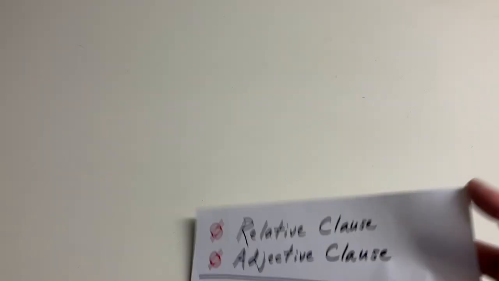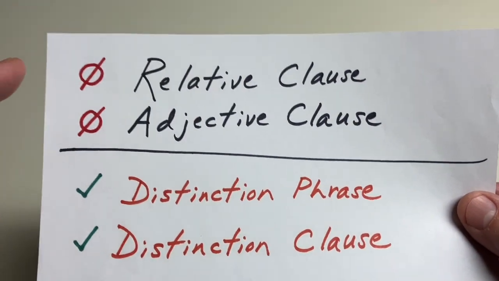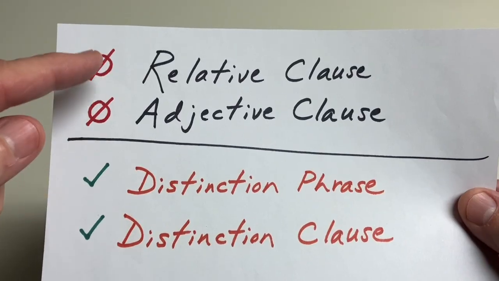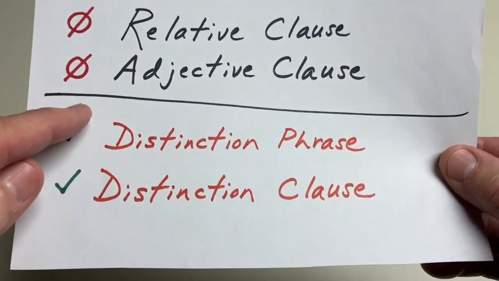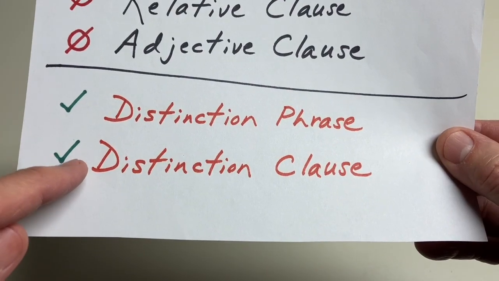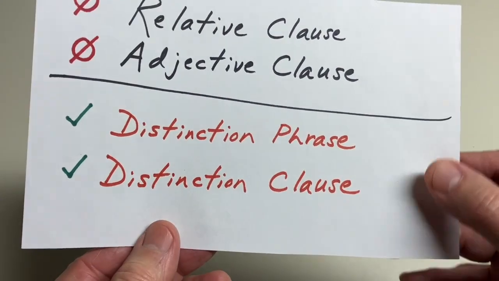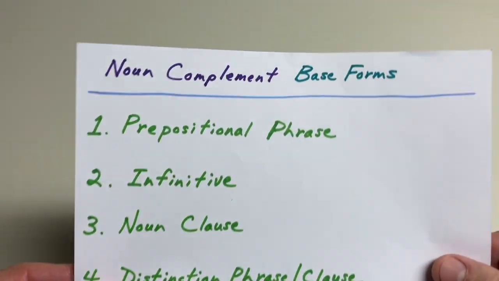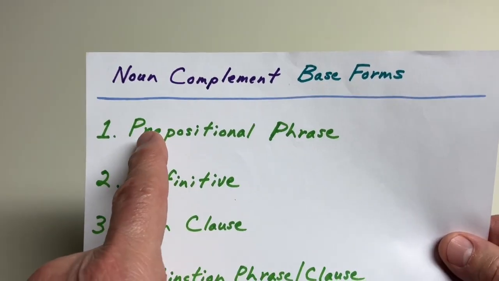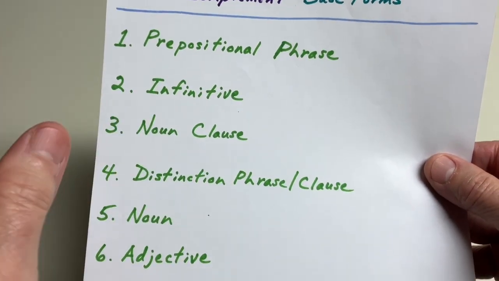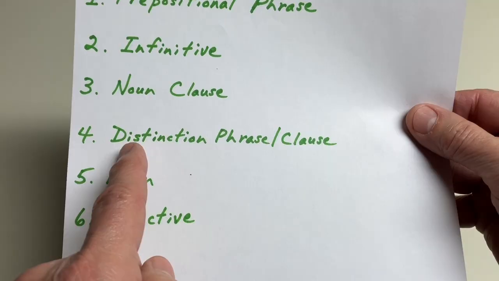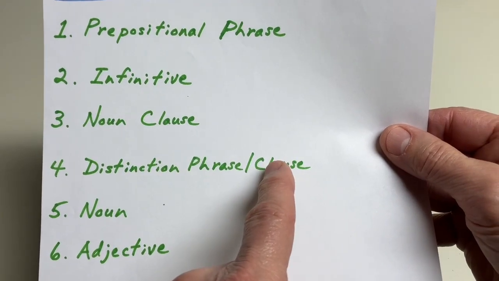Now, I did mention that I don't call these structures relative clauses or adjective clauses. I think these are horrible names. I call them distinction phrases and distinction clauses. You can see that in my previous videos if you want to review it, okay? So today, I'd like to talk about the prepositional phrase used as a noun complement and see if it's in any way related to the distinction phrase or clause, okay?